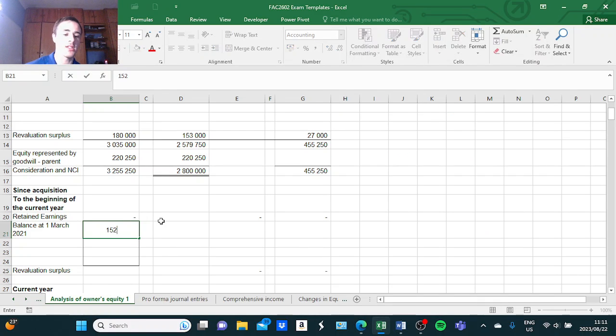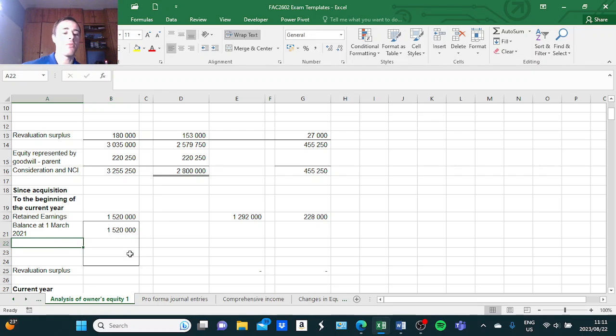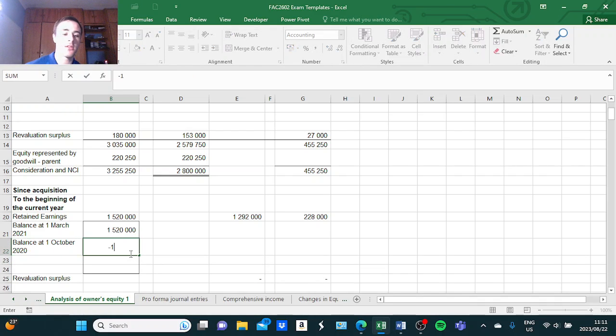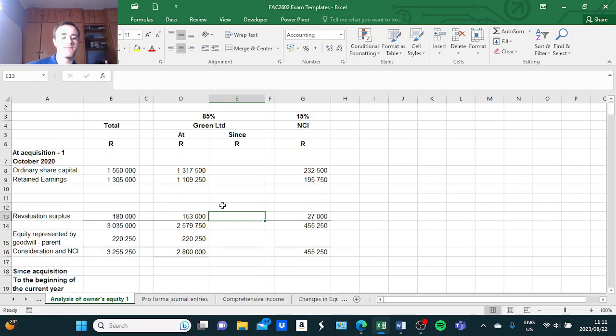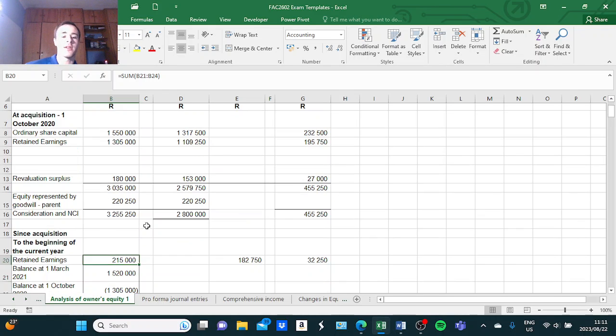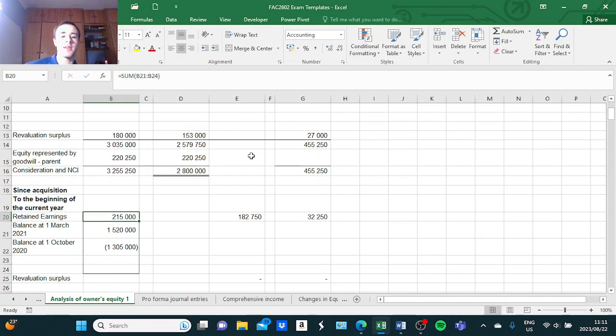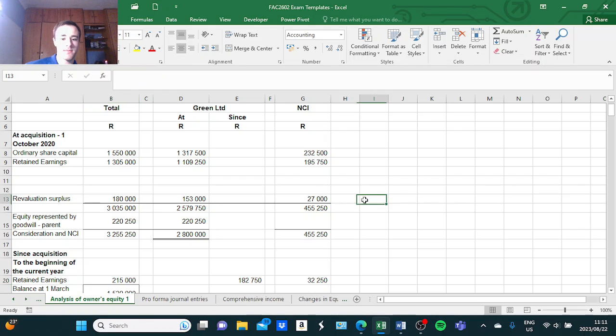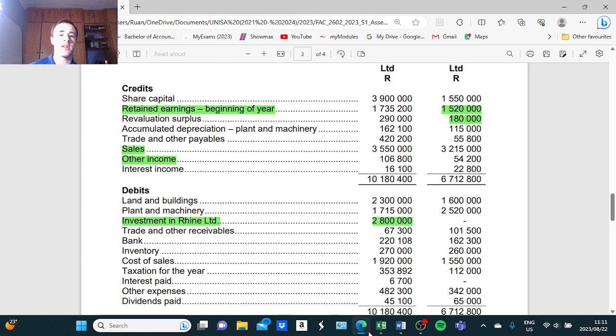So that amount will be entered right here, and then your balance at acquisition, which was the 1st of October 2020, was given as 1,305,000. Let me just correct that. All right, that is the change in retained earnings. Again, this must be split between the parent and non-controlling interests. But we are not done yet. We still need to take into account the unrealized profit in opening inventory.